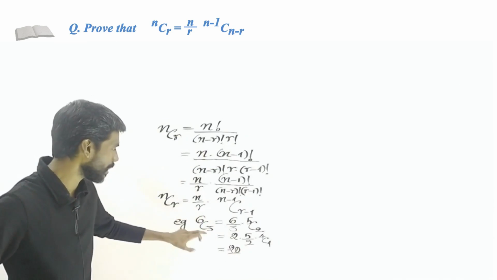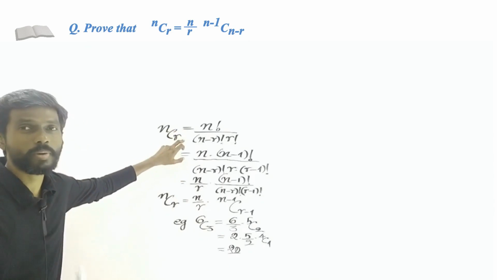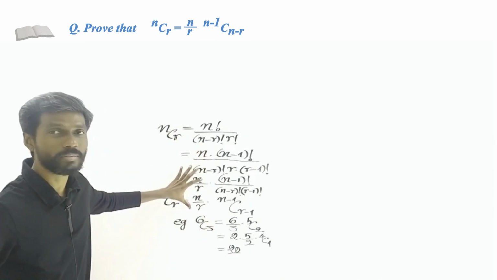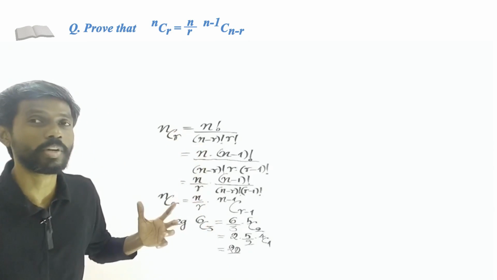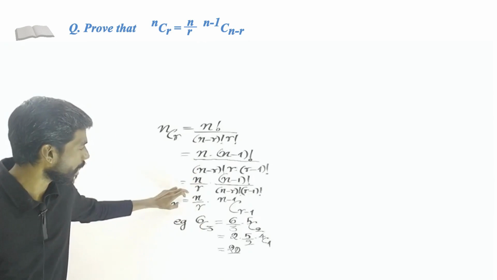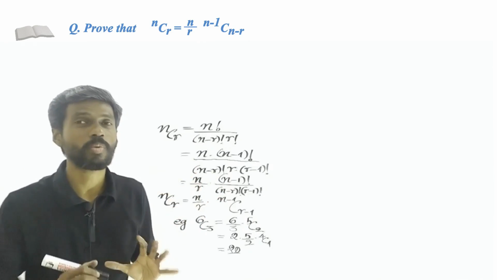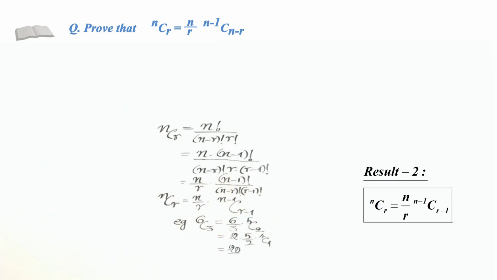If you have just numbers like 6C3, you should know the value directly, or you can use this formula to find it. This formula is not required, but this idea is important. In certain types of questions, we have to use this particular formula. So nCr is the same as n by r multiplied by (n minus 1) C (r minus 1). That is one of the results that you have to remember.